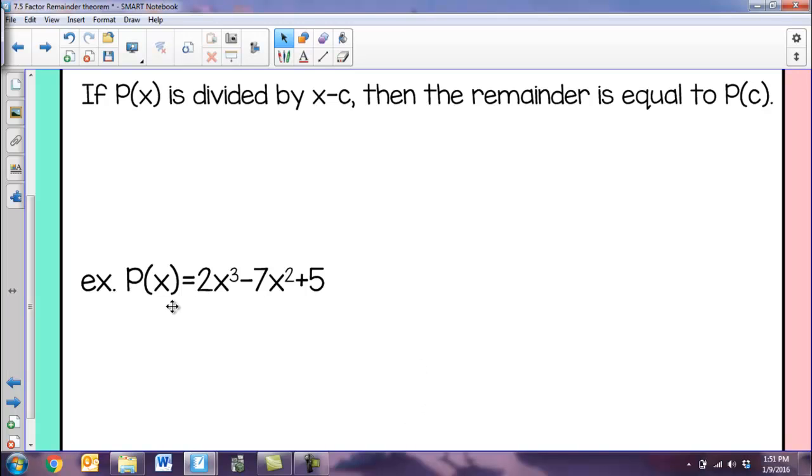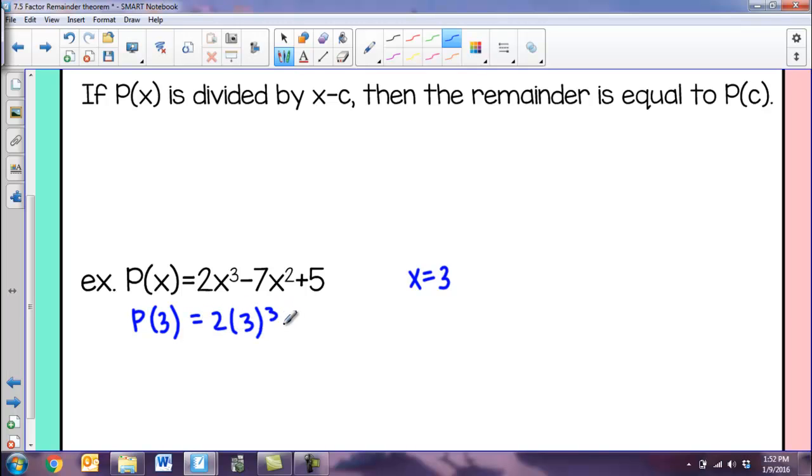We have that the function p of x equals 2x cubed minus 7x squared plus 5. What we're going to show here is that my two things match, for instance, if I evaluate at x equals 3. That one's not too bad. I would have p of 3, and wherever I have an x, I replace it with a 3. Then I simplify this down using PEMDAS, and I would get that the answer is -4.